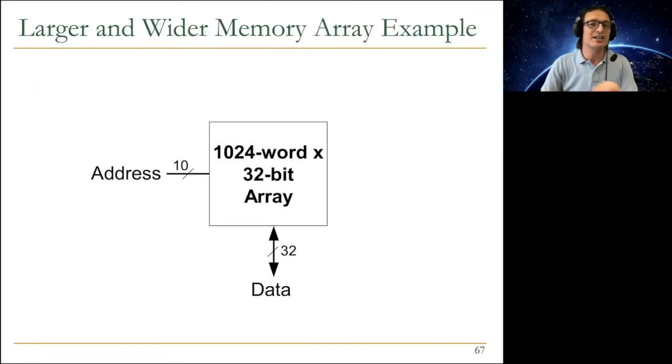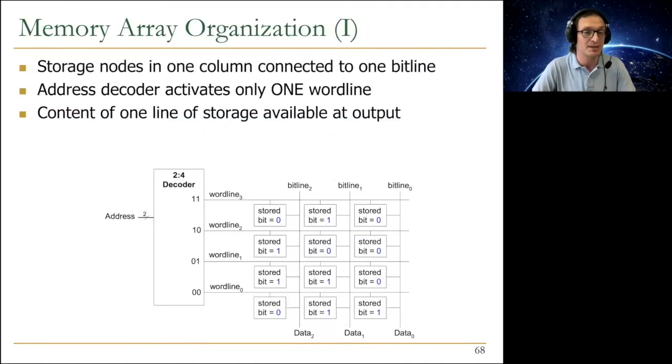Okay, so this is a larger and wider memory array. You can see that this is 1024 words and 32 bits. And you can clearly make this bigger and bigger. You can make it 1024 by 1024, etc. And you can increase the size. I'm going to give you the sizes from modern DRAM chips soon.